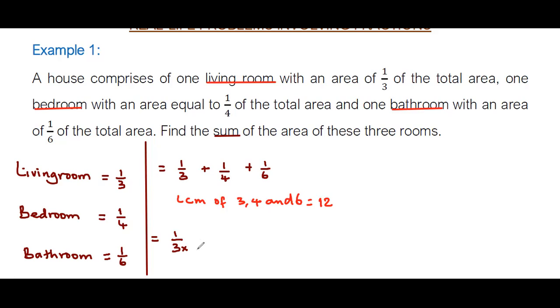Yes? 4. Very good. Also, we multiply 1 by 4. Plus 1 out of 4 times what number? 3. Then plus 1 out of 6 times what number? 2. Times 2.